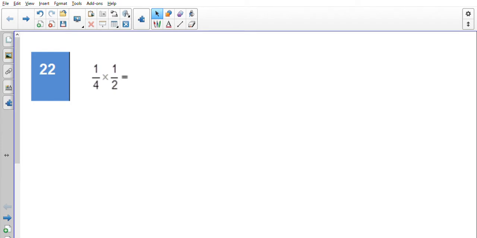Okay, so we're going to have a look at some of our maths. We're just looking at the back page of our arithmetic paper for today. We're going to go through some of these questions. For ones like this, where you're multiplying a fraction by a fraction, you simply need to multiply the top by the top and multiply the bottom by the bottom.